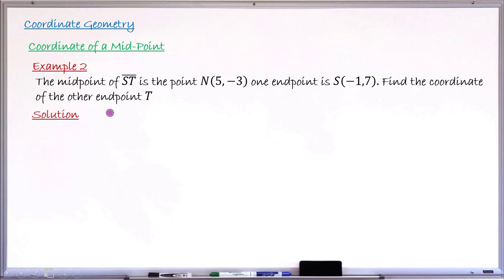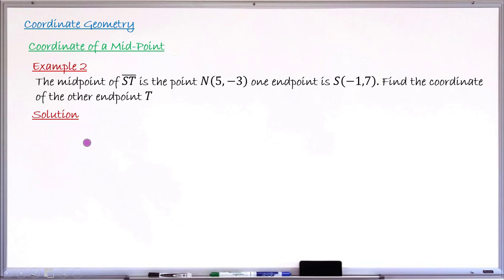Solution to this very problem. So in this example, we have the coordinate of the midpoint, and that midpoint is lettered N, and that line segment is the line ST. And one endpoint of that line ST is the point S. The coordinate is given. What we are asked here is to find the coordinate of the other endpoint. So let me do that.